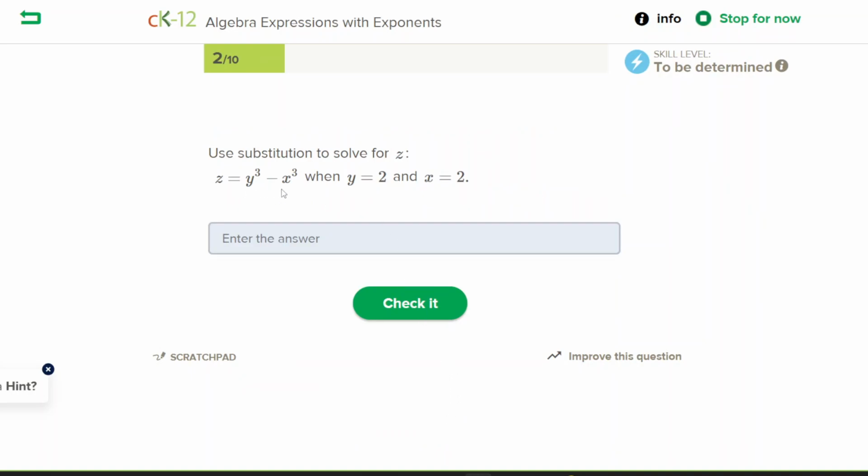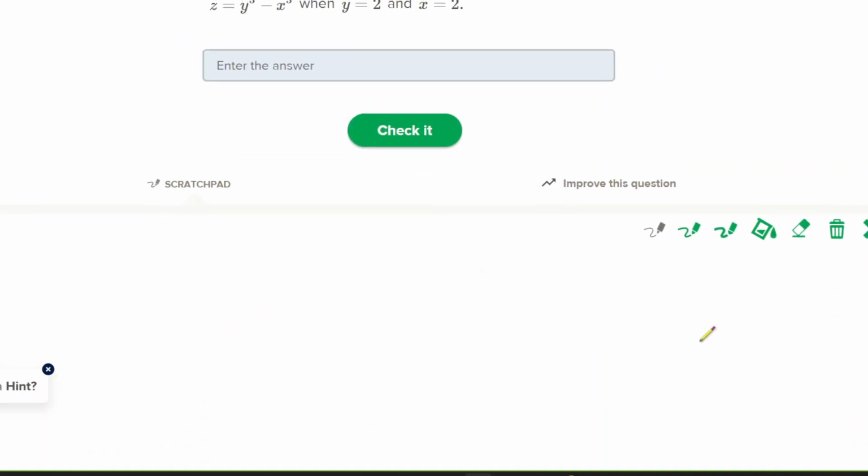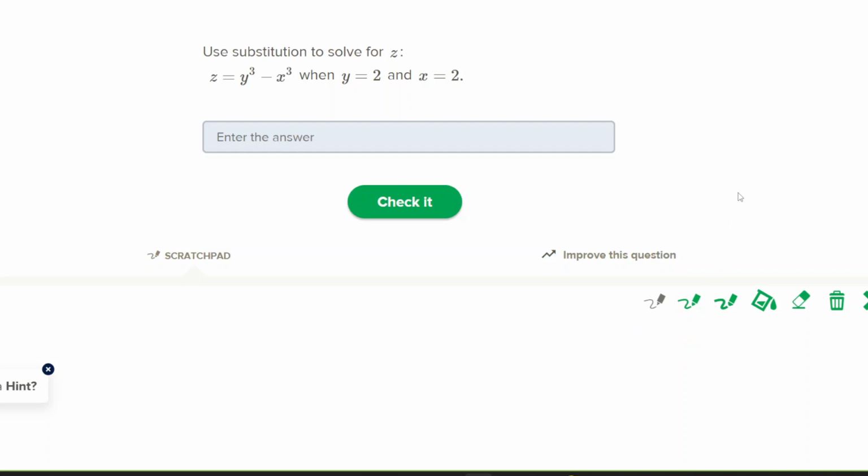So another expression, well, this is actually an equation involving variables x, y, and z. And we're asked to substitute 2 for y, 2 for x, and then determine the value of z. All right, so z is y to the third power, y cubed, minus x to the third power, x cubed.